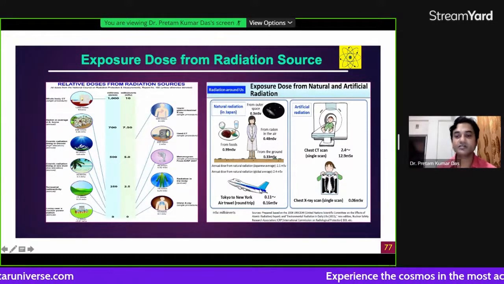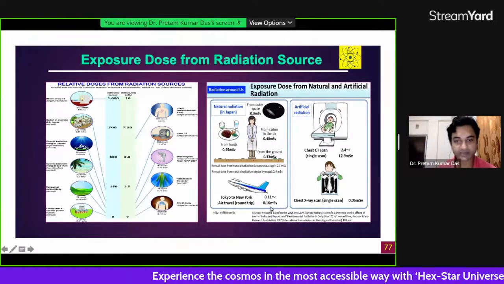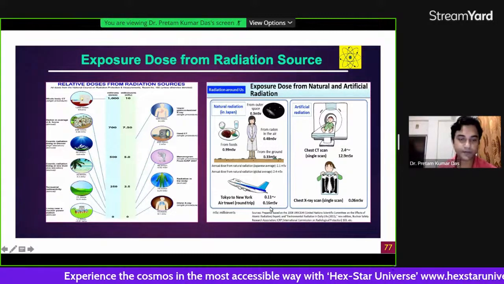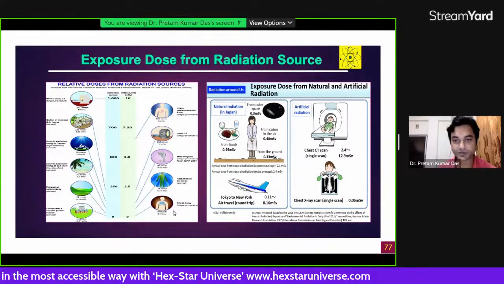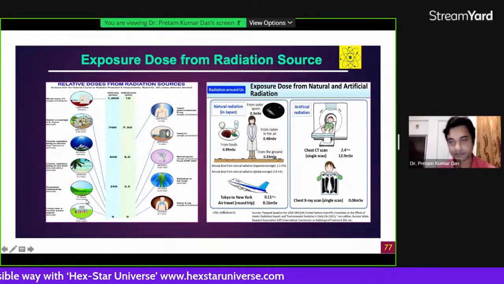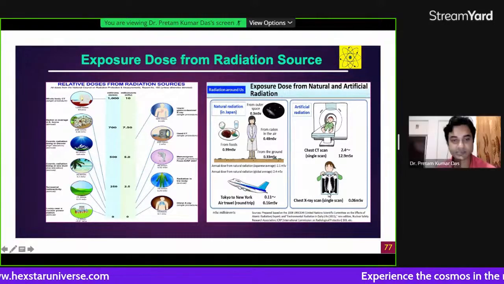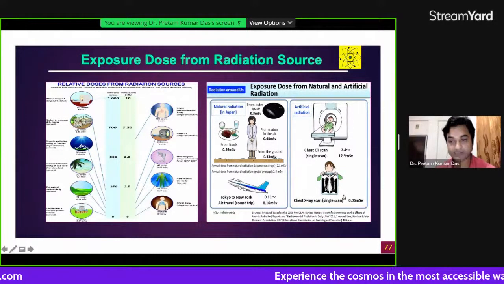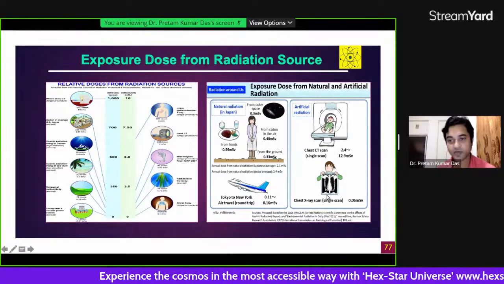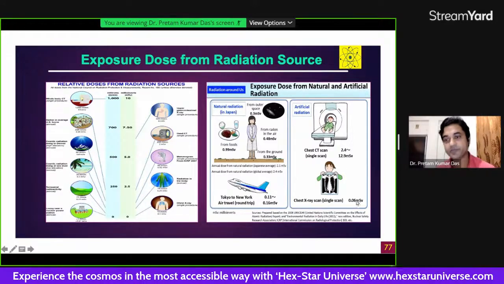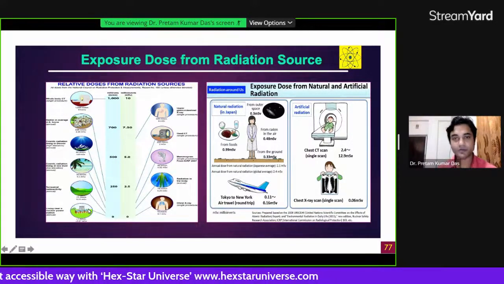And if we travel from Tokyo to New York, you can get almost 100 times larger radiation than staying near the nuclear power plant. Sorry, if we do a chest X-ray, you can get 6 times larger radiation than staying near the nuclear power plant.